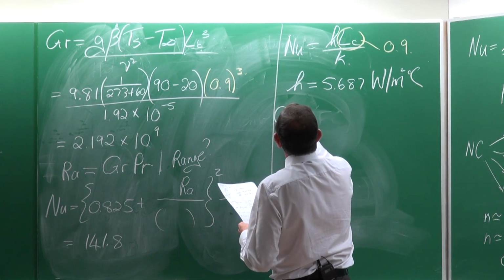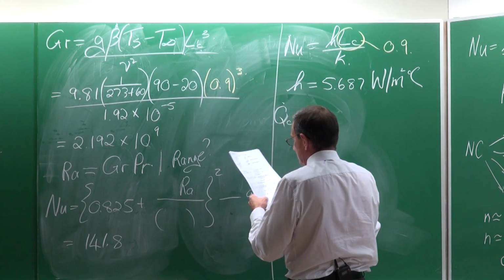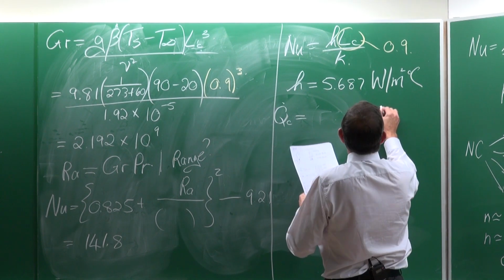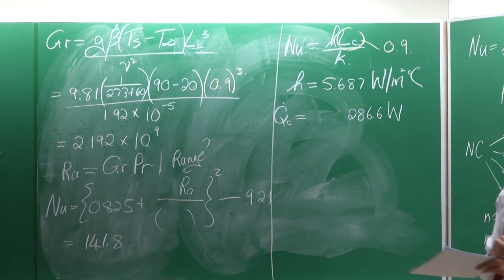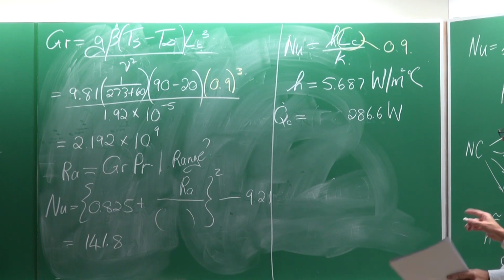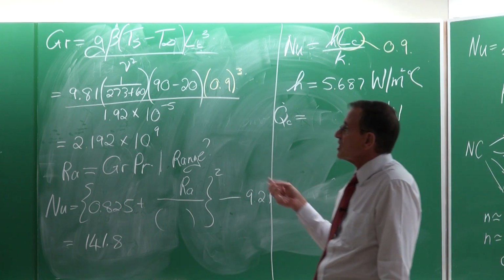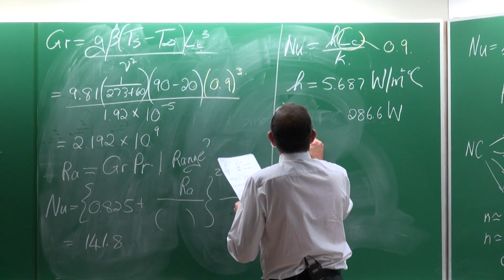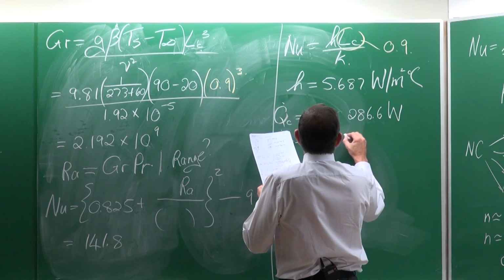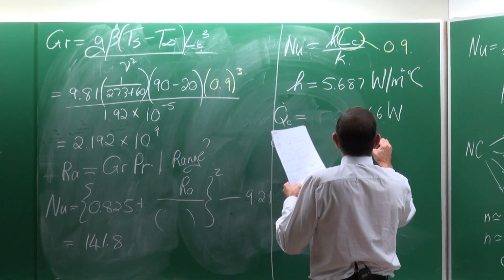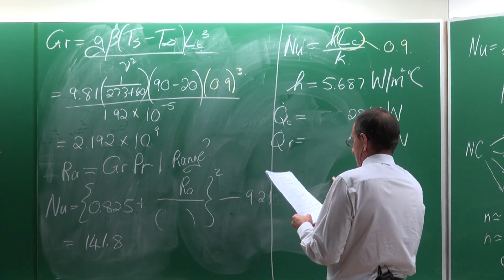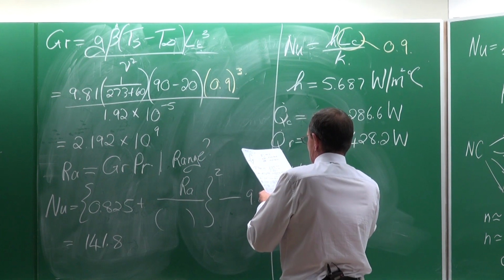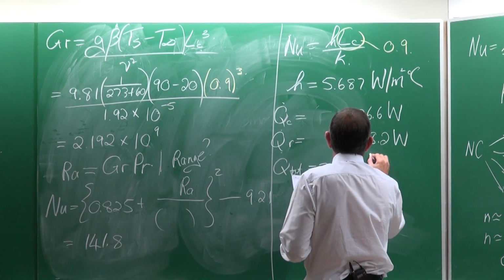Can calculate the heat transfer rate through convection. It is equal to 286.6 watts, as we've done in the previous problem. The area is going to be, of course, 0.9 multiplied by 0.7. Go and calculate the radiation heat transfer, and the radiation heat transfer is equal to 428.2 watts. And therefore, we can calculate the total heat transfer rate as 714.8 watts.